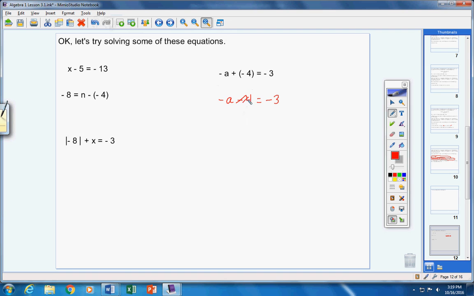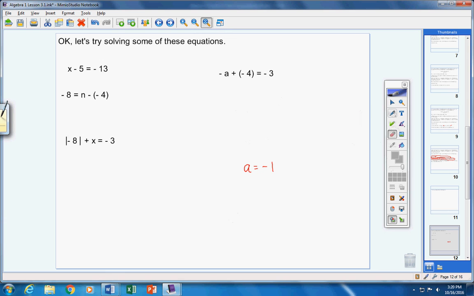Bring the negative 4 over like I taught you. Make it a positive 4. And you're left with negative a equals 1. Well, a is not isolated really because you still got a negative sign here, so you can change the sign of this, as long as you change the sign of this. And there you go. A equals negative 1. Now, let's check our answer.